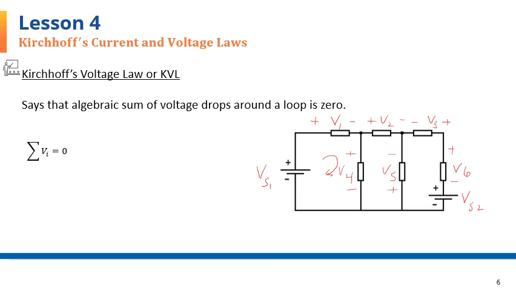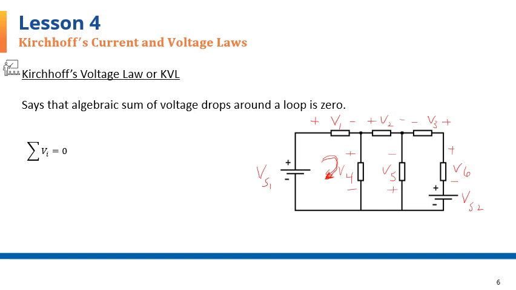I'll write the KVL for the first loop from the left, which is this one. And I had to also assign a direction. That direction is arbitrary. It could be counterclockwise or clockwise. I took the clockwise direction. And because we are looking at the algebraic sum, we have to decide if we're going to assign a positive sign to a voltage rise or a voltage drop. I typically take the voltage rise to be negative and the voltage drop to be positive.